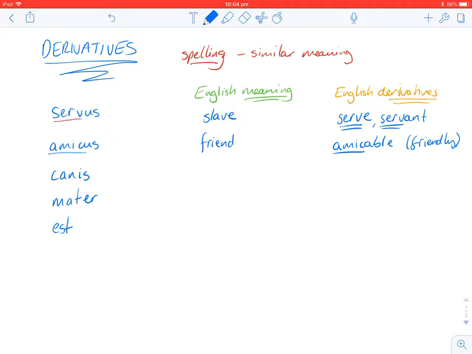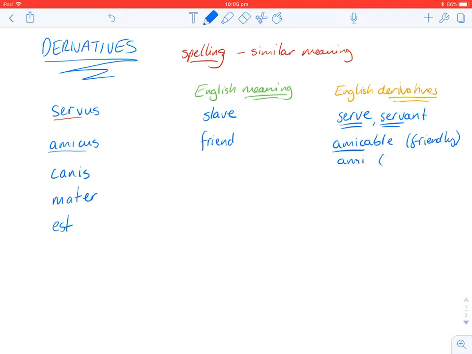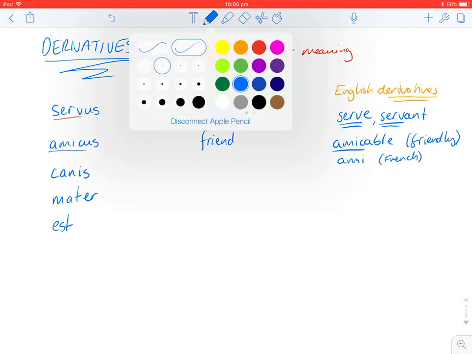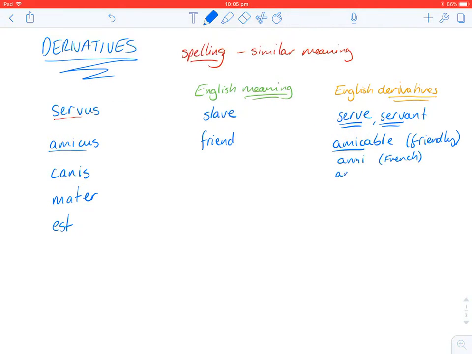There might even be derivatives from other languages. For example, the French word for friend is ami, and the Spanish word for friend is amigo. Notice how they have those same letters A-M-I.